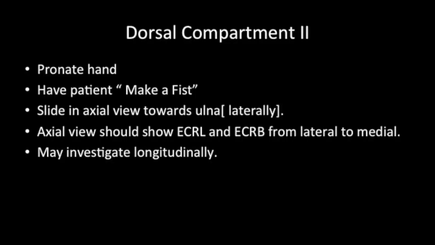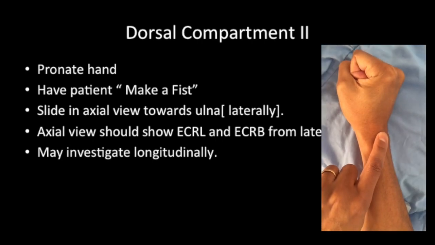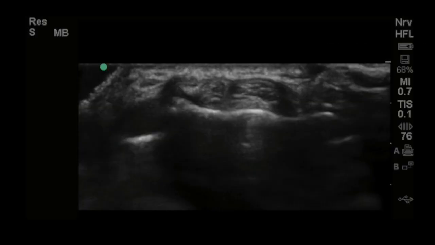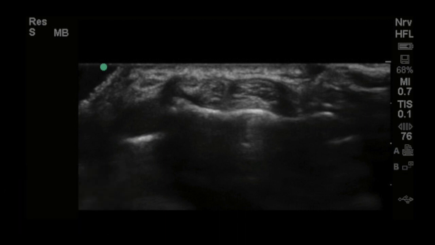The tendons in compartment 2, the extensor carpi radialis longus and brevis, can be made prominent by having the patient make a fist. In axial view from left to right is the sharp hyperechoic Lister's tubercle, the extensor carpi radialis longus, and brevis.